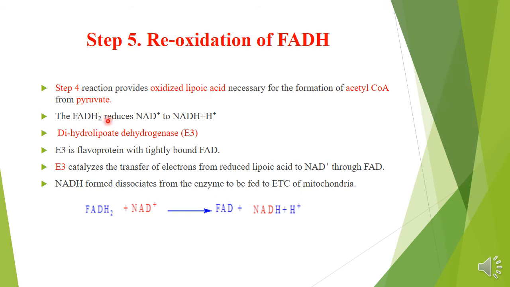Then FADH2 reduces NAD to NADH plus H positive. This will be the outcome of this reaction also. That takes place in presence of enzyme E3, or lipoate dehydrogenase. As I said already, it is a flavoprotein, which is tightly bound to FAD. So E3 catalyzes the transfer of electrons from reduced lipoic acid to NAD through FAD. And the NADH, which is produced here, dissociates from the enzyme to be fed to the mitochondria for oxidative phosphorylation so that it will generate the ATP.